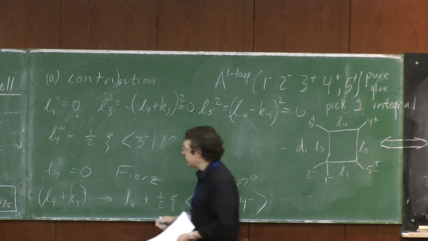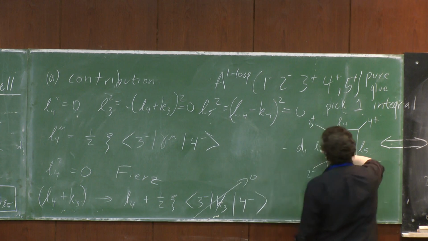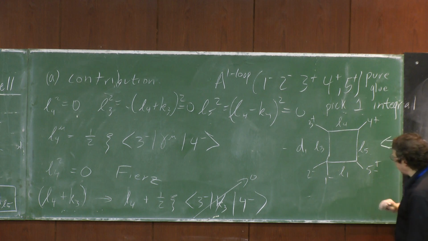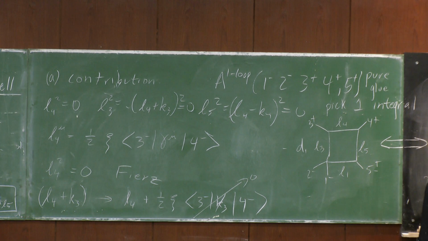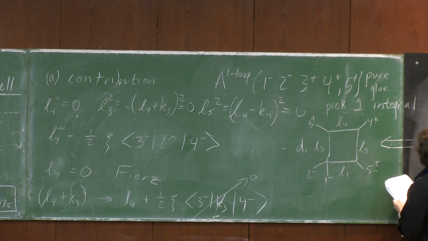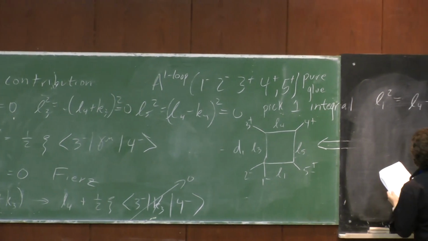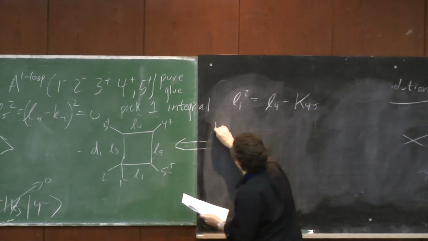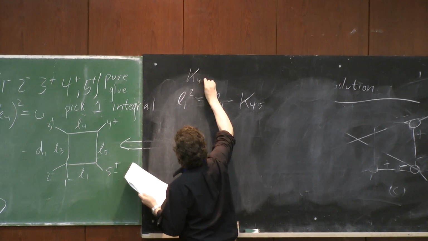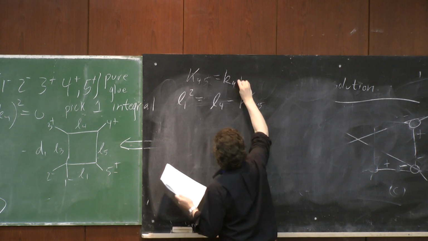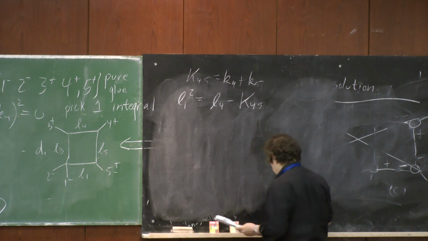I have one more on-shell condition, right? Because I have 4 propagators. This one, this one, this one. I've just put these guys on shell. I need to put this guy on shell, so I'm going to do that. So L1 square is equal to (L4 minus K45) square, where K45 is K4 plus K5.